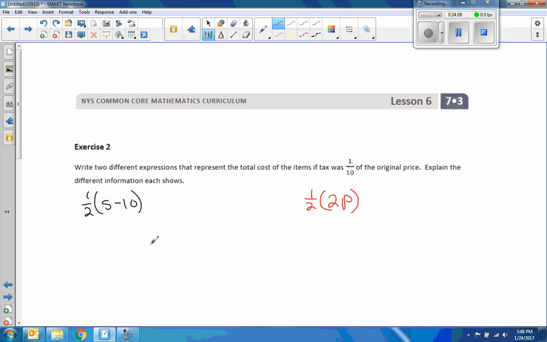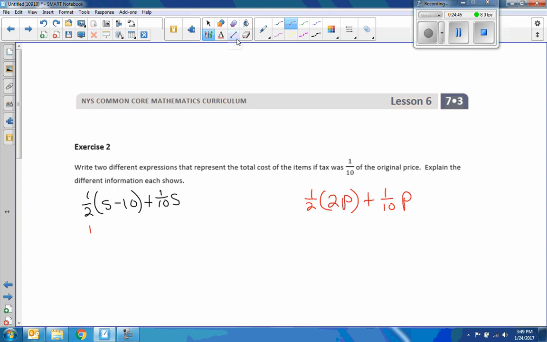When we tax something, it's added to the cost. And tax is 1/10 of the original price. So it's going to be plus 1/10 S, the price of the shirt. Over here it's going to be plus 1/10 P. Write two different expressions. So now I can multiply through.